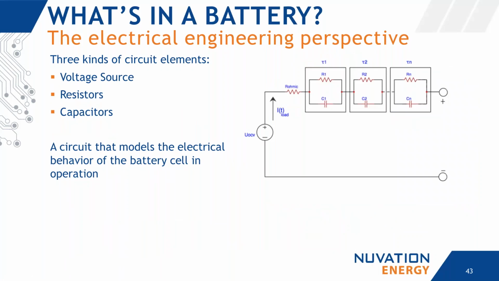So if we were to ask an electrical engineer what's in a battery, we'd actually get a very different answer. We'd hear about 3 kinds of circuit elements that are in a battery. There'd be a voltage source, and there'd be a bunch of different resistors and capacitors. And this doesn't actually correspond to what's inside the battery. It's really a way to model the voltage and the current behavior that's observed here at the battery terminals. You can think of it as an electrical engineering analogy.